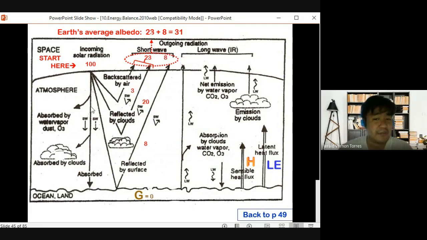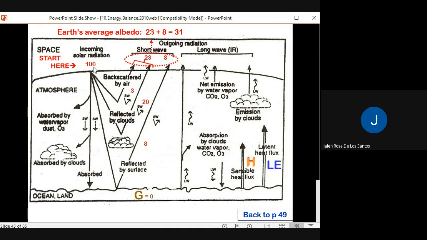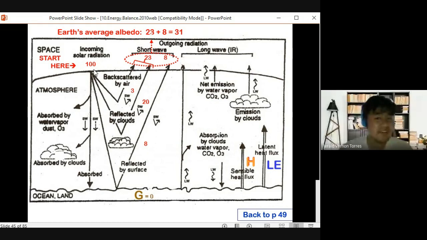Ito, incoming pa rin ba to? Yes, sir. Okay. So pwede siyang direct, pwede siyang diffuse, no matter what, let us just look at how much energy yung nakapasok dito sa ground natin. Okay. So, out of 100, of course, nabawasan na to ng 31. So, that leaves us 69.